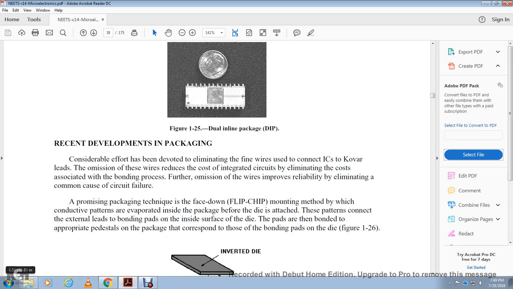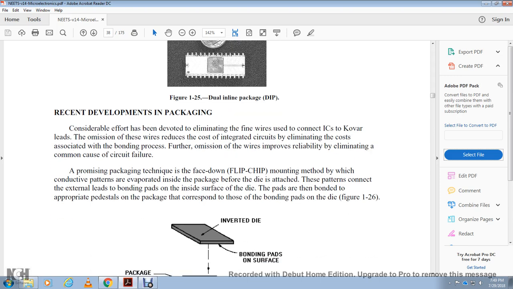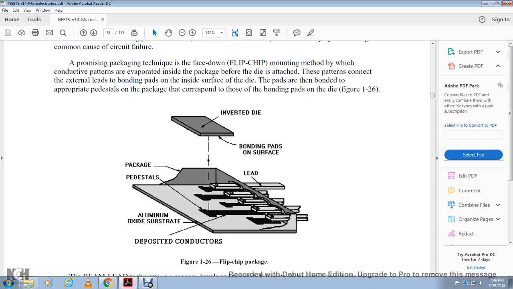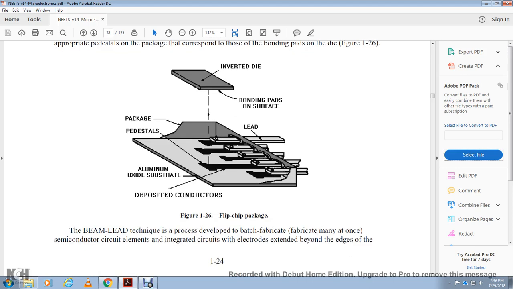the conductor patterns are evaporated on the inside of the package before the die. The tab ends of the patterns connect to the external leads, and the bonding pads on the inside strip of the die are then bonded to the appropriate pedestals of the package corresponding with those of the bonding pads on the die, figure 126. Inverted die with bonding pads on the strip of the package pedestal of the leads and aluminum oxide substrate with deposited conductors, figure 126, flip chip package.